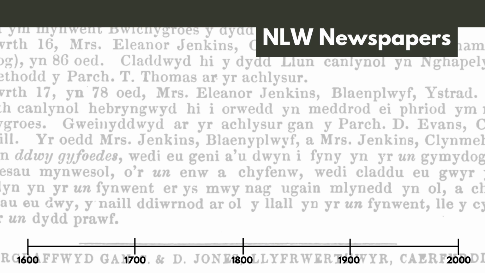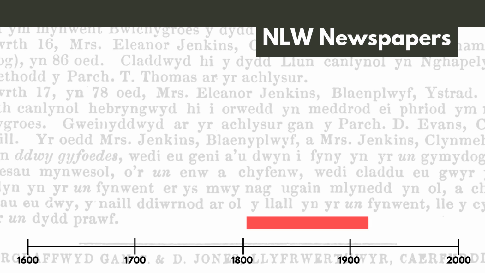Number 3. Newspapers and journals. As I've mentioned in other videos, the National Library of Wales has millions of pages of newspaper and journal articles available online for free. These range from 1804 to 1919 for the newspapers, and then there are a few earlier and many more later articles in the journals. But these articles really start to shine, in my experience, in the mid-1800s up to 1919.